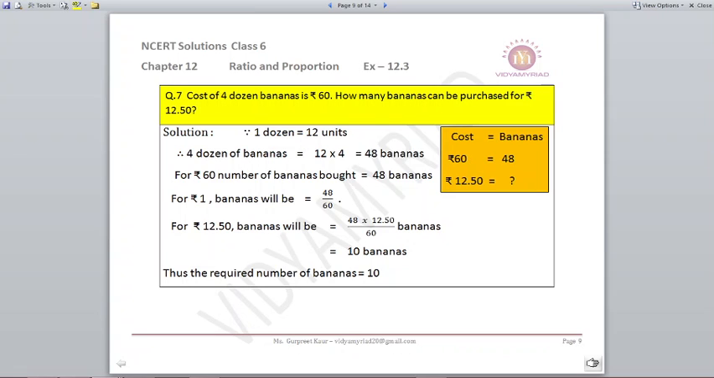So the cost of 48 bananas is rupees 60. We need to find out the number of bananas if the cost is rupees 12.50. So your equation will have cost and bananas. Cost is given rupees 60, bananas are given 48. Cost is given rupees 12.50, bananas are question mark. So how will I write it? 48 divided by 60 multiplied by 12.50. That will be the required number of bananas, which is 10.